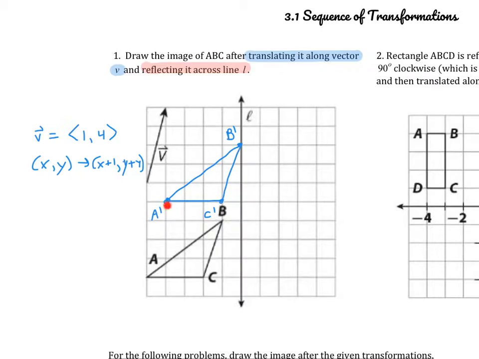For this reflection, I can start with point A prime. I count how many units it is from line L and then go that many units on the other side. So A prime will be here, and I'm going to call it A double prime since it's my second transformation. B prime is on my line of reflection, so it stays in the same place. C prime is 1 unit away, so I go 1 unit on the other side, and I call it C double prime. This new figure is my final answer. So that's what a sequence of transformations looks like: you do one transformation, and then from that new figure, you do your other transformation.